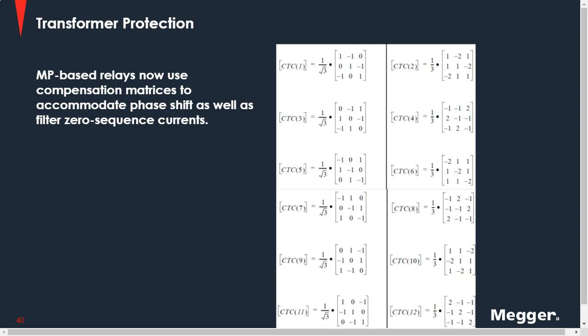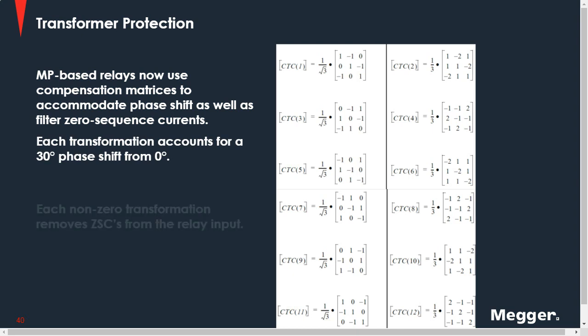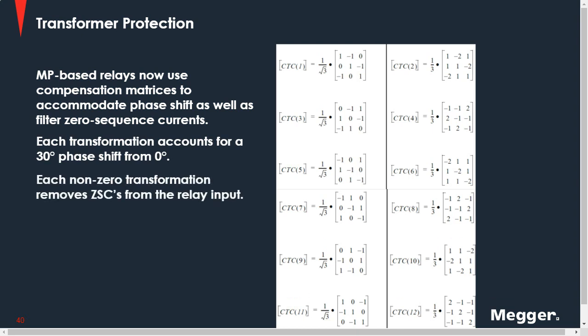So, summarizing the transformer protection, we know the microprocessor-based relays now use compensation matrices to accommodate the phase shift as well as filter zero sequence currents. Each transformation accounts for a 30-degree phase shift from 0 degrees, and each non-zero transformation removes the zero sequence currents from that relay input.